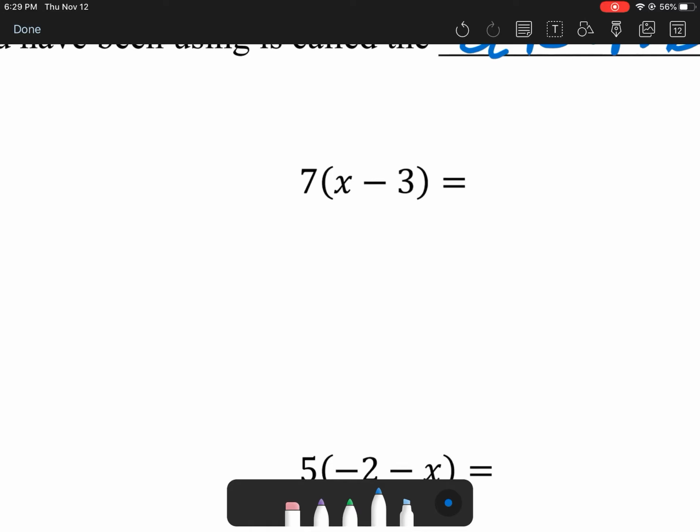Same deal for this one. The big thing here is I have a minus sign. What might be helpful is to do LCO in the beginning. Change that to a plus and then a negative 3. Distribute the 7. So I would have 7x plus 7 times negative 3 is negative 21.